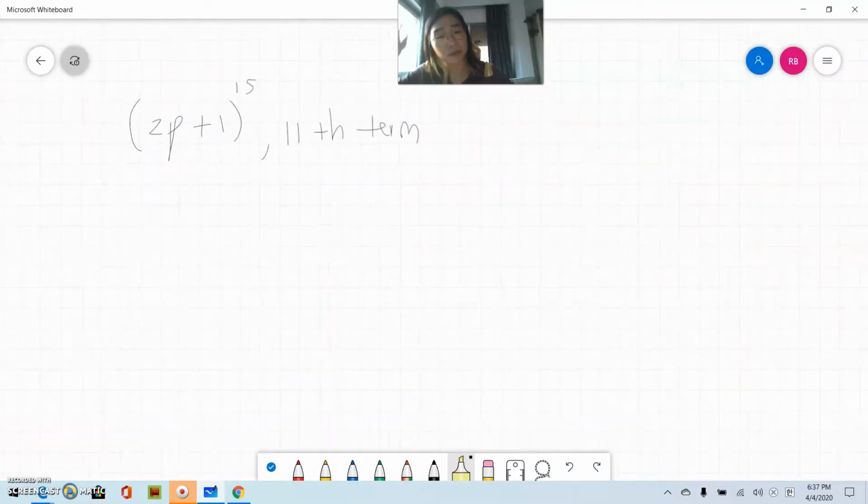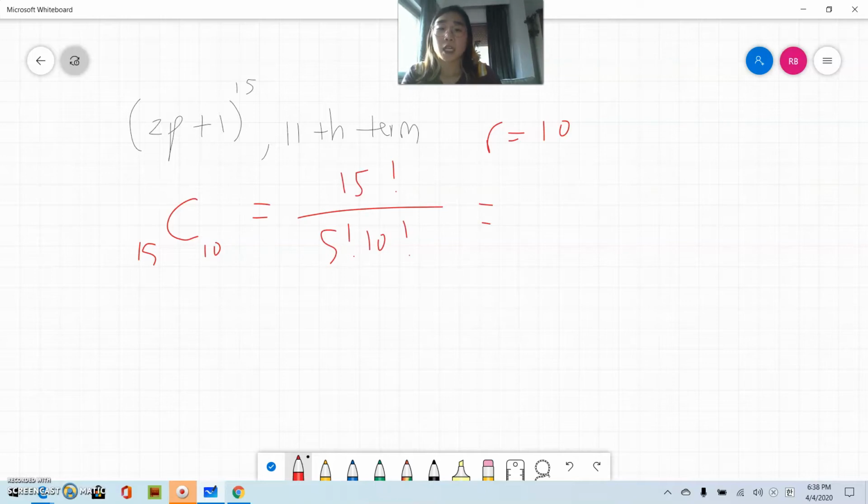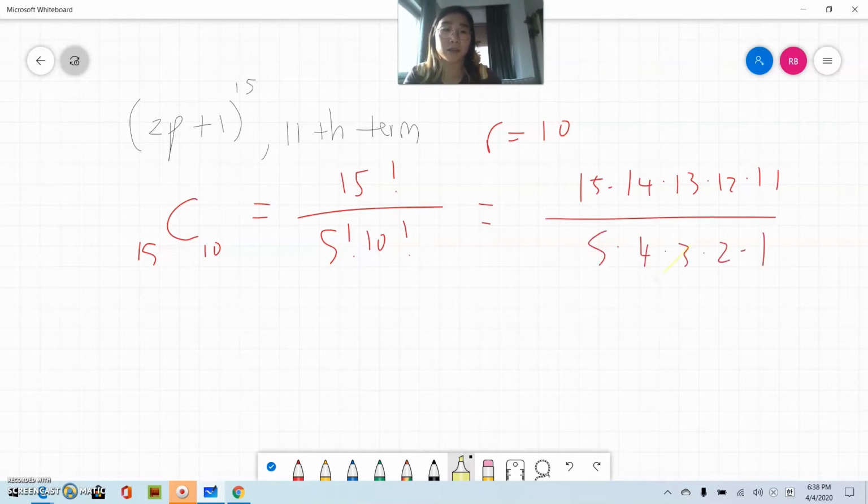Last one. So this one is the 11th term. And so we are looking for r equals 10, right? Because it's always one less. So it's C(15, 10), which means 15 factorial over 5 factorial and 10 factorial, okay? So it's going to be 15, 14, 13, 12, and 11 over 5, 4, 3, 2, 1. I'm out of time, so I'm flying a little bit. Sorry.